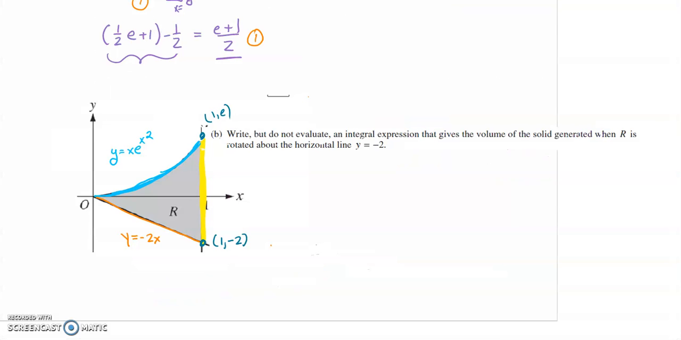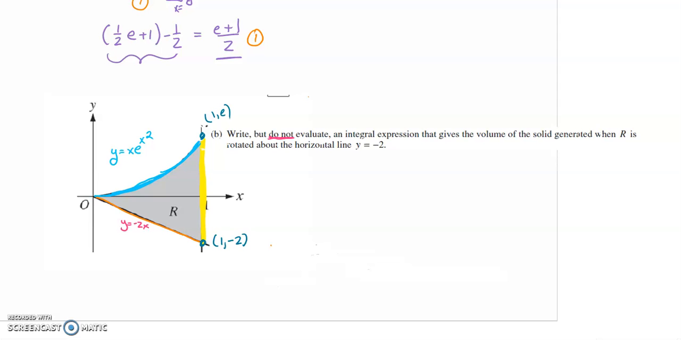Okay, now we're ready to do part B, right? But do not evaluate. So if you get that on an AP test, don't evaluate. You're wasting time. An integral expression that gives the volume of the solid generated when R is rotated about y equals -2. So we've got to think about that. So if y equals -2, I wrote this in here. I'm going to move this up here. y equals -2 is a horizontal line.